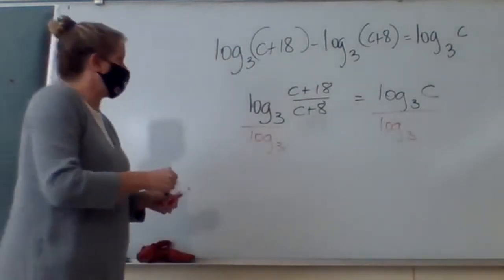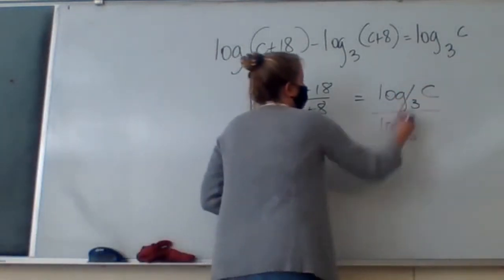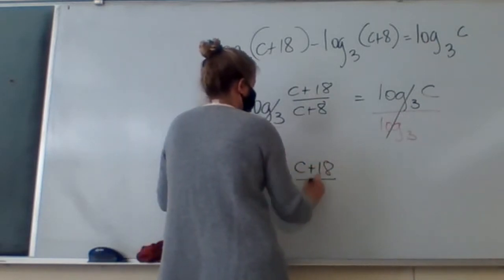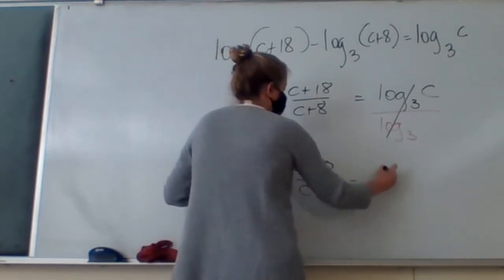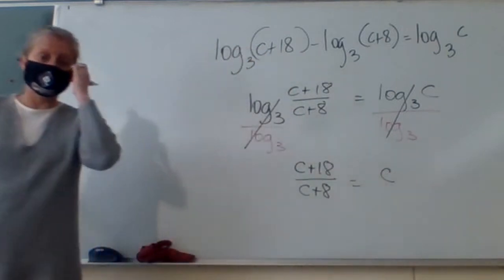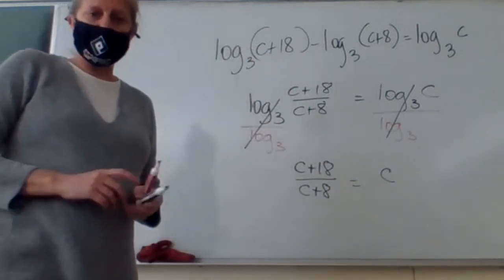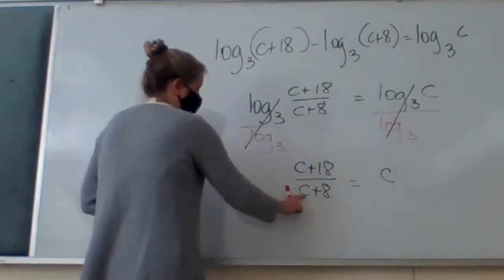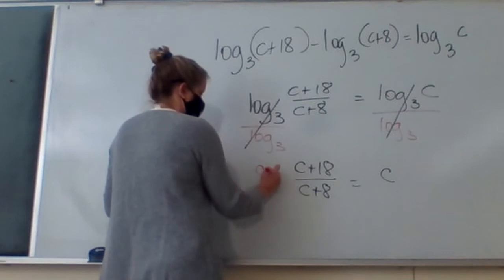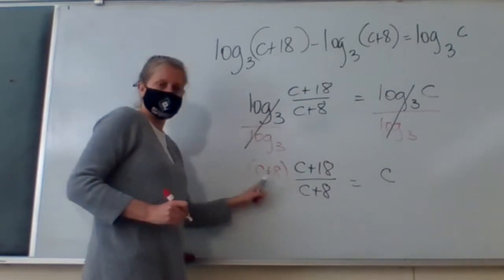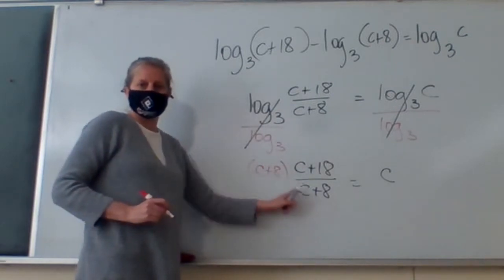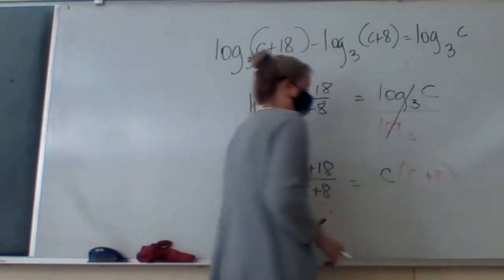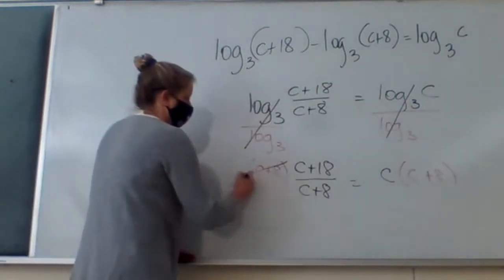So if I divide both sides by log base 3, that's gone, and that's gone. So now let's see what I have. I've got (c + 18)/(c + 8) = c. If I'm solving for c and your c is in a denominator somewhere, you need to fix that. So how do I fix it? Multiplying both sides by c + 8 is going to cancel this. If I do it to the left side, I have to do it to the right.